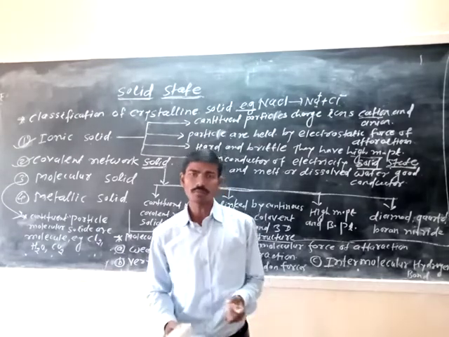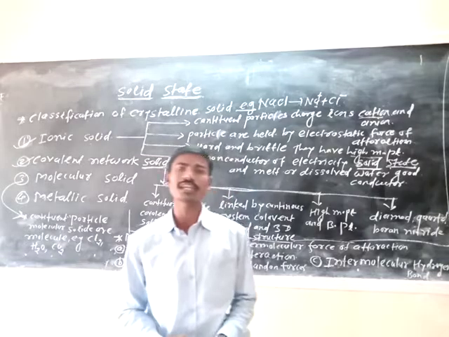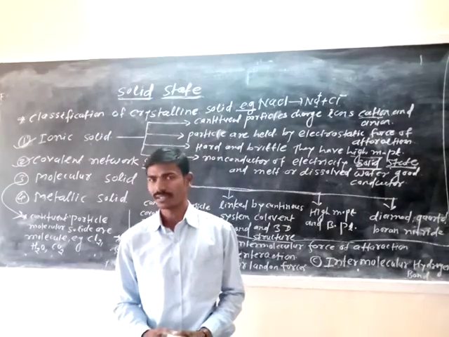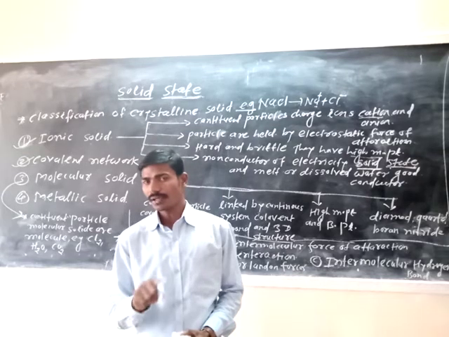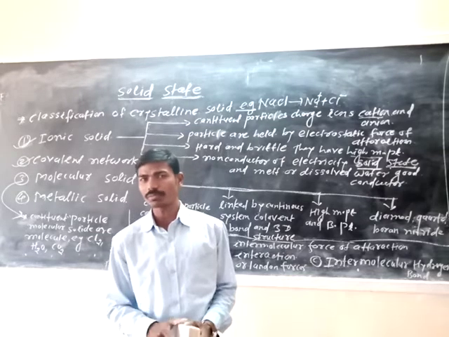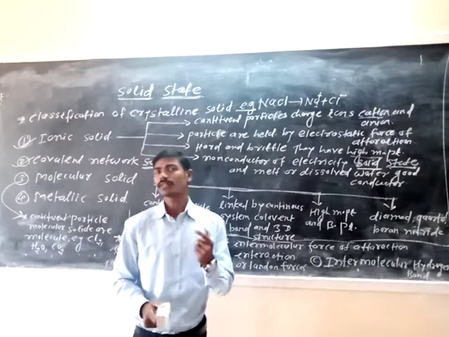The covalent bond formation is the equal sharing of pairs of electrons between two atoms. There are two atoms, and when there is equal sharing of pairs of electrons between both atoms, what happens?